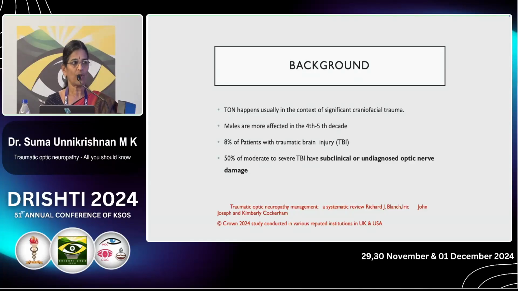Here, males are more affected in the 4th or 5th decade, and 8% of patients with traumatic brain injury will have TON. And the important fact is that 50% of moderate to severe traumatic brain injury will have a subclinical or undiagnosed traumatic optic neuropathy, which will later present as optic atrophy or field loss.